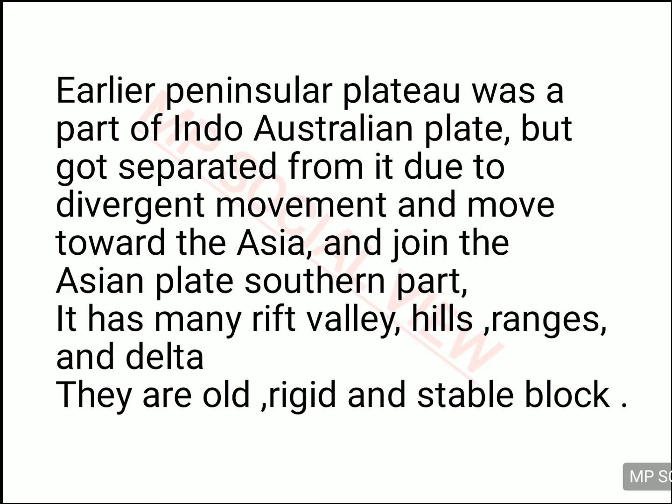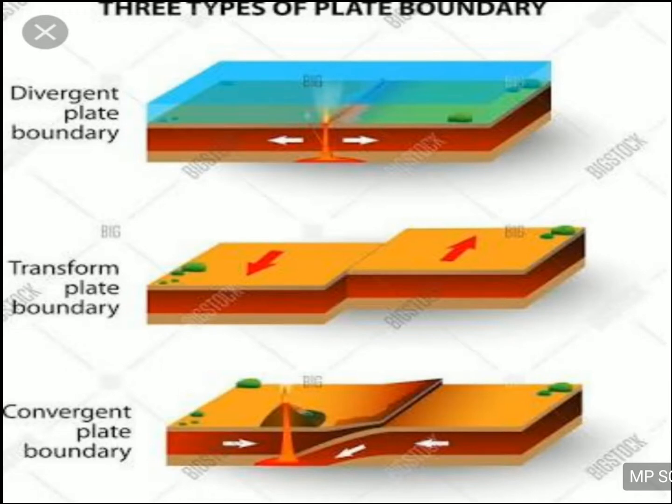I can explain you with the figure in a better way. Divergent movement, as I told you, molten lava is flowing inside the earth, and because of that the plates of the earth are moving and creating different types of movement. There are three types of movement: divergent, transform, and convergent. In the divergent movement, what happened? A single plate breaks into two parts and moves away from each other in opposite directions.